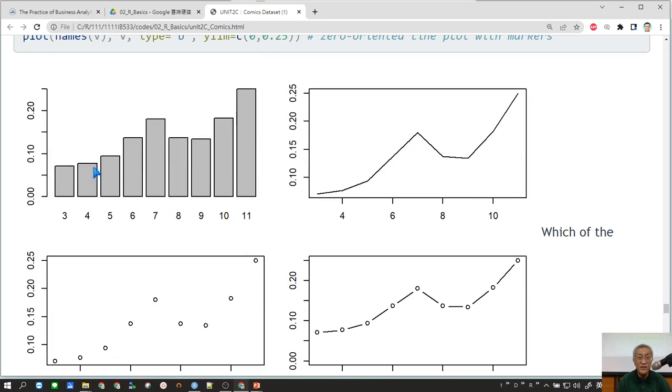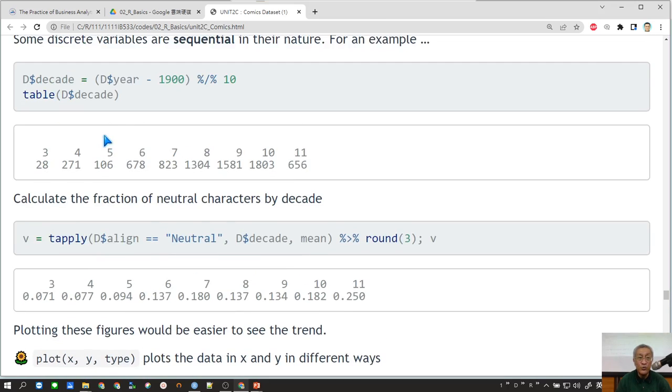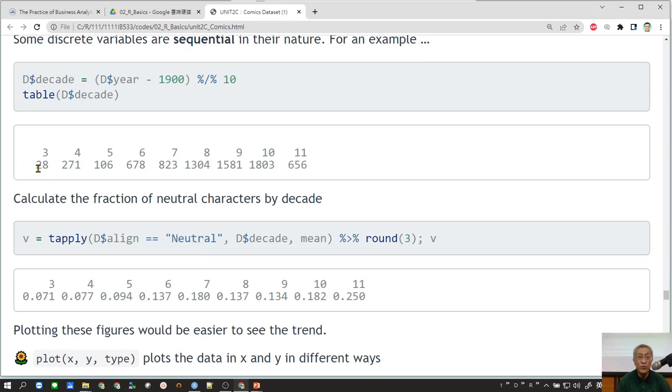For example, if I add a new column called decade, okay, I actually use the year and use this operator to combine it into decade. And then you can see the number of new characters in each decade, the 30s, 40s, 50s, right, to the 90s and 2000, 2001.